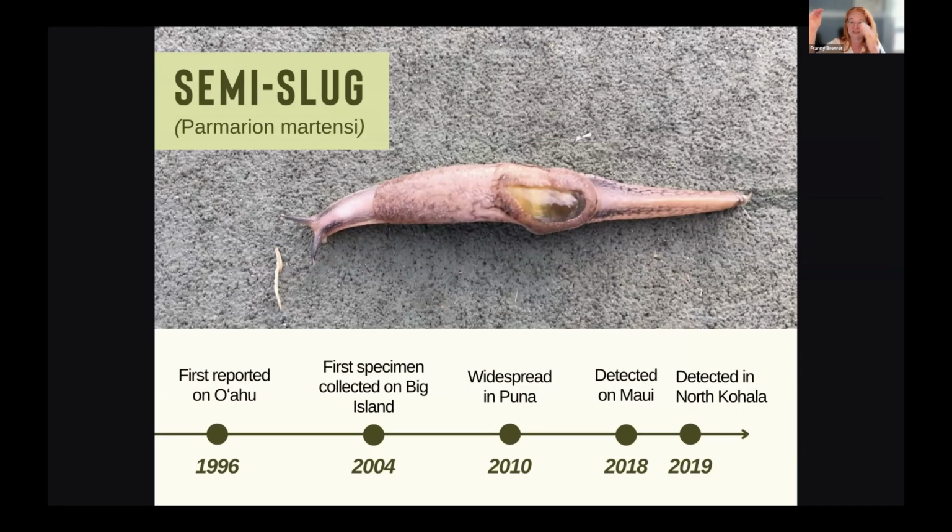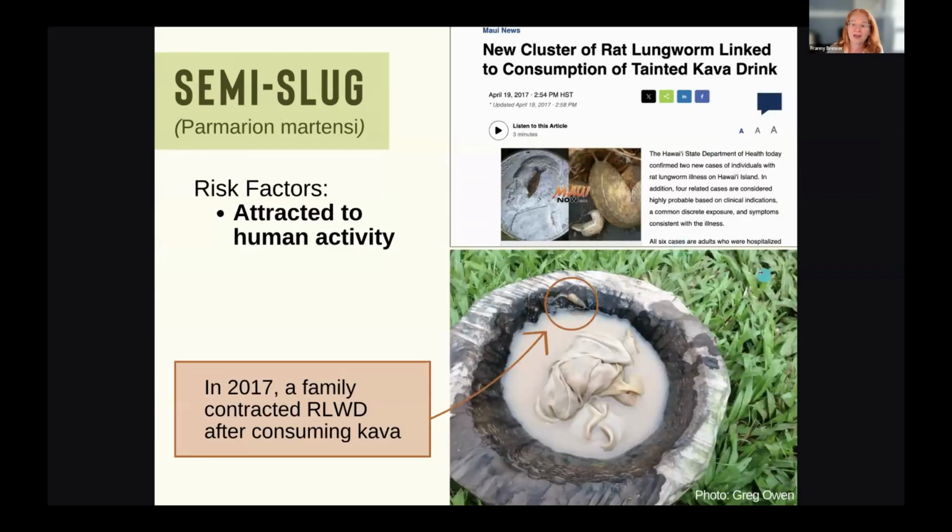So we see this increase in disease that kind of follows with the appearance of this particular species. So why do we think that is? One of the things is that we think that the semi-slug is attracted to human activity. Most slugs are out in the garden, right? One of the things that happens with semi-slug, and again, if you live in Puna like I do, you may have noticed this, is that at night, these guys will actually come to you if you're outside.